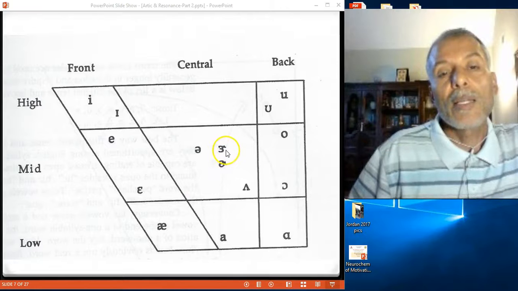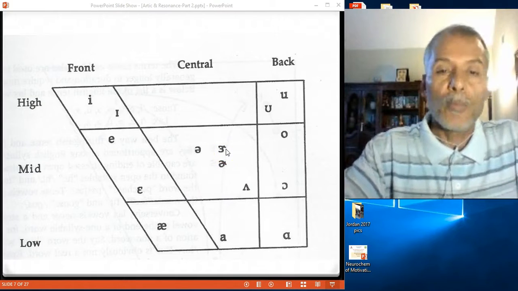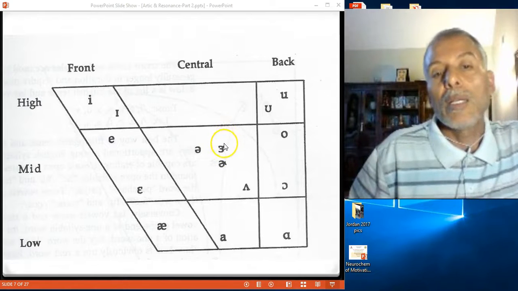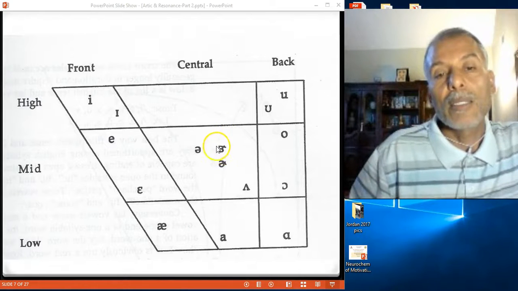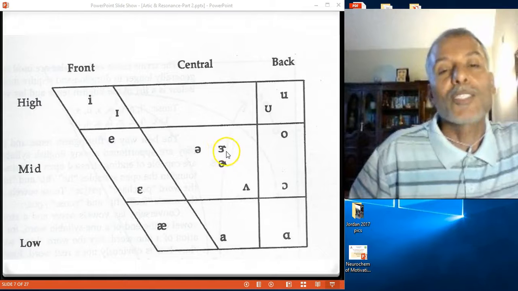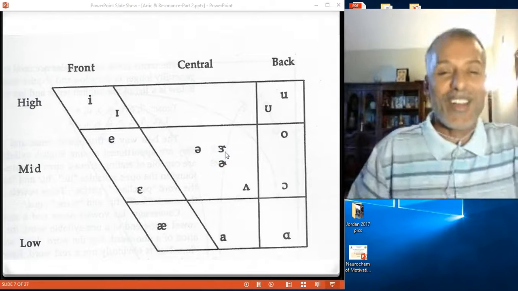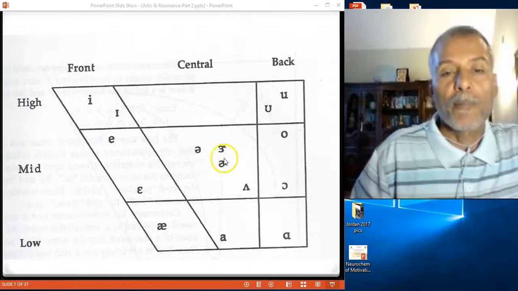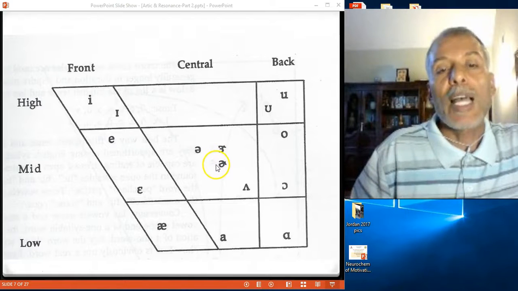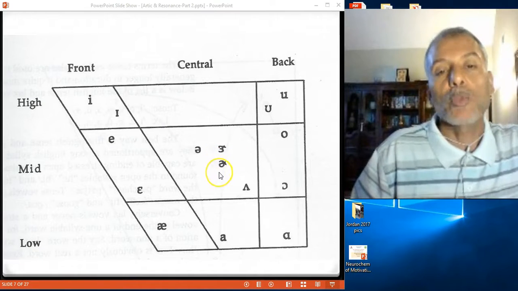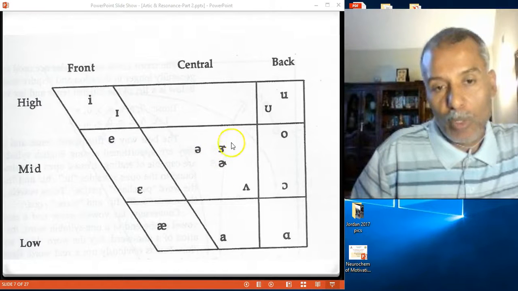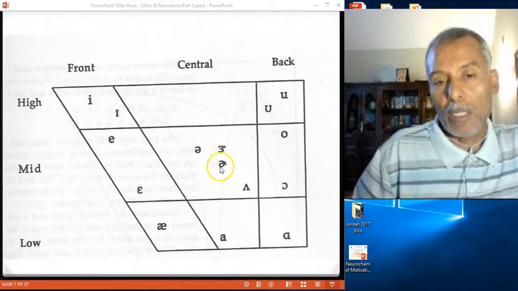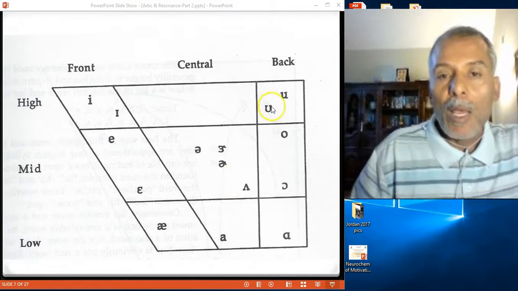And then the tense schwa will be mid, central, tense, and rounded. The other is mid, central, lax, and rounded as well. So the only difference between these two is that one is tense and the other is lax.